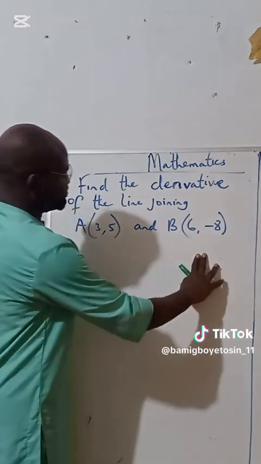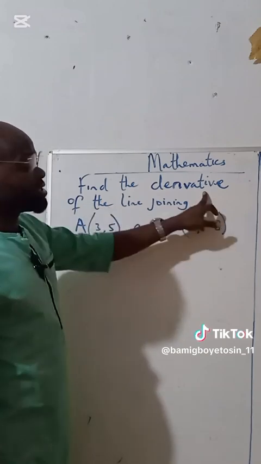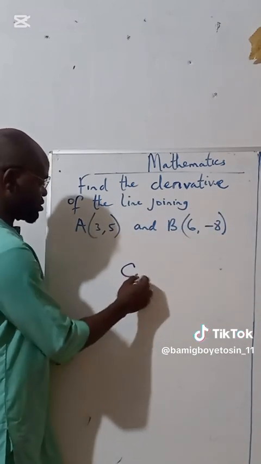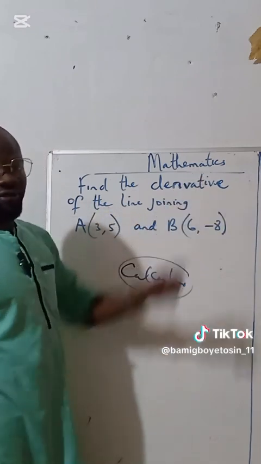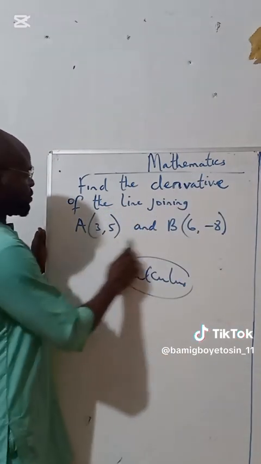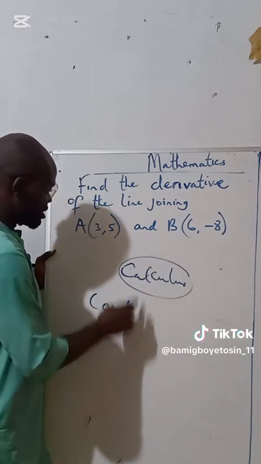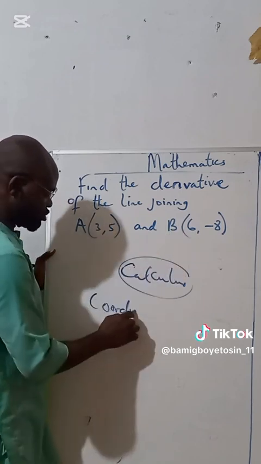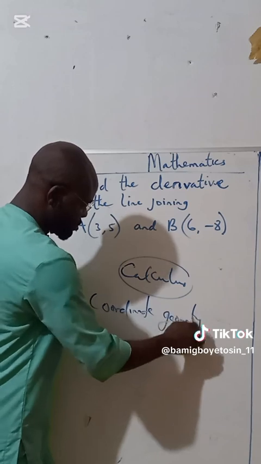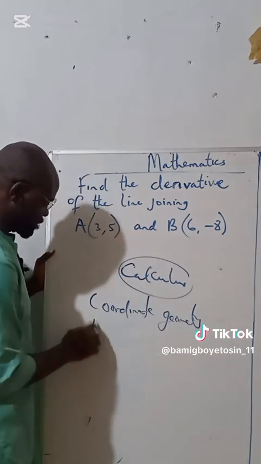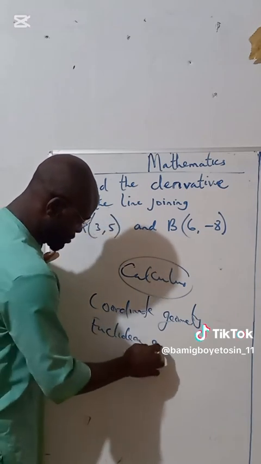So we have to find the derivative, and the derivative is seen in calculus. That's the topic where we can see derivative. Why is this topic coordinate geometry? This A and B, something like this, is coordinate geometry. It's found in coordinate geometry and also in Euclidean geometry.